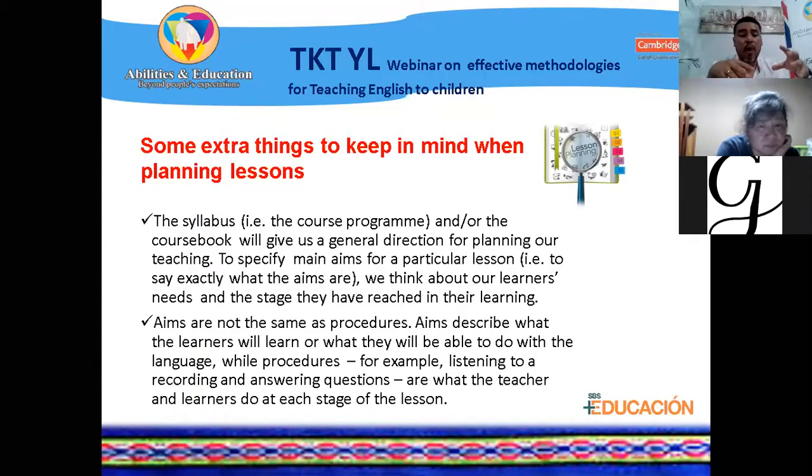Aims are not the same as procedures. Aims describe what the learners will learn or what they will be able to do with the language by the end of a week, by the end of a unit, by the end of a bimester. While procedures, for example, listening to a recording and answering questions, are what you will do to achieve this. What the teacher and learners do at each stage of the lesson.